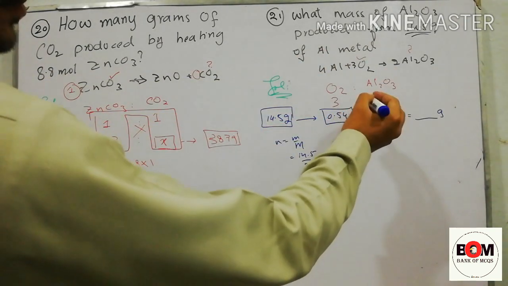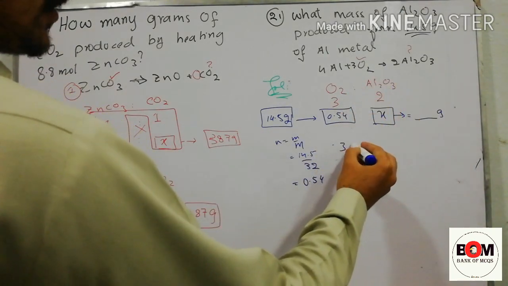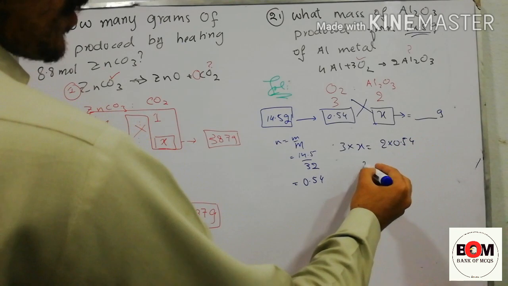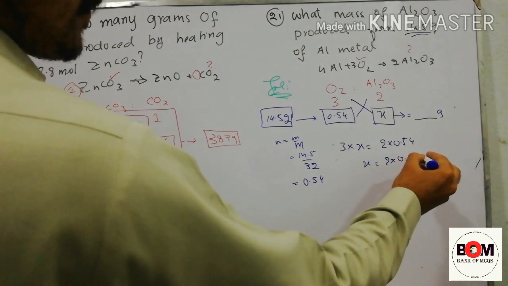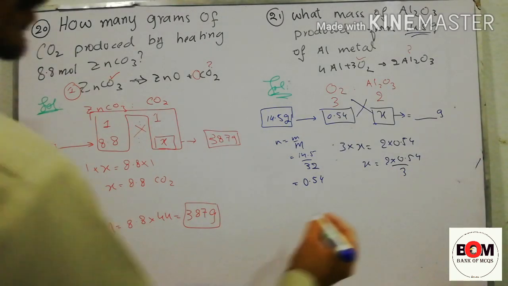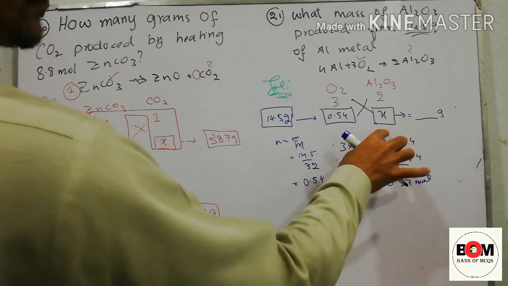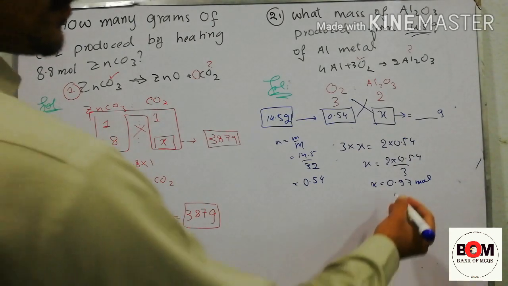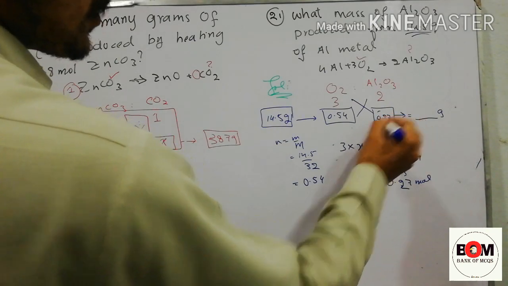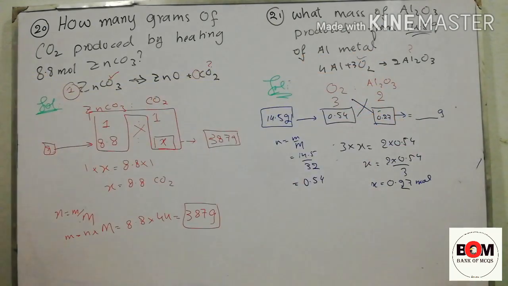So by cross multiplication, we will find the moles of Al2O3, that is X. By cross multiplication, 3 multiplied by X is equal to 2 multiplied by 0.54, or X is equal to 2 multiplied by 0.54 divided by 3, and from this we will get 0.27 mole. So the moles of Al2O3 produced is 0.27 mole. But this was actually Al2O3 in moles, but they have asked for grams, so we will convert it into grams.